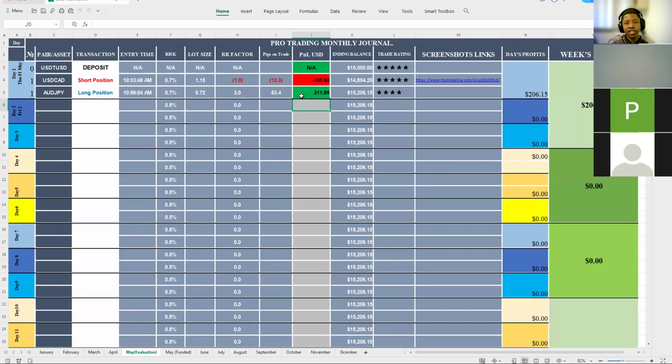So these were my positions yesterday. As I told you, I'm trading a new 15K account. You can see that the one which had a profit is a 4-star trade. Why?